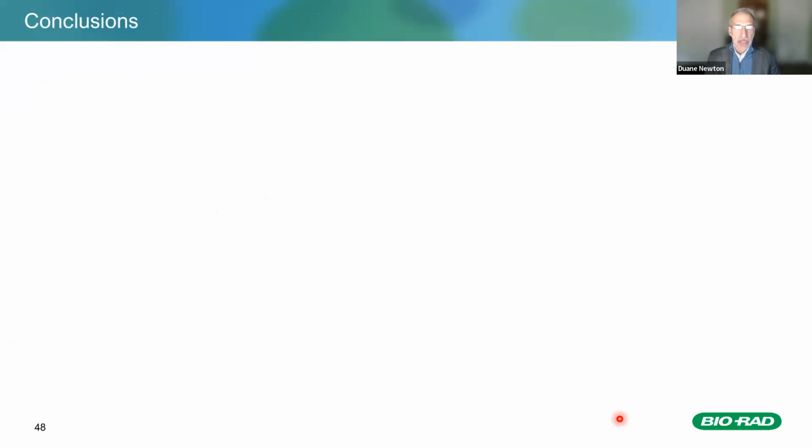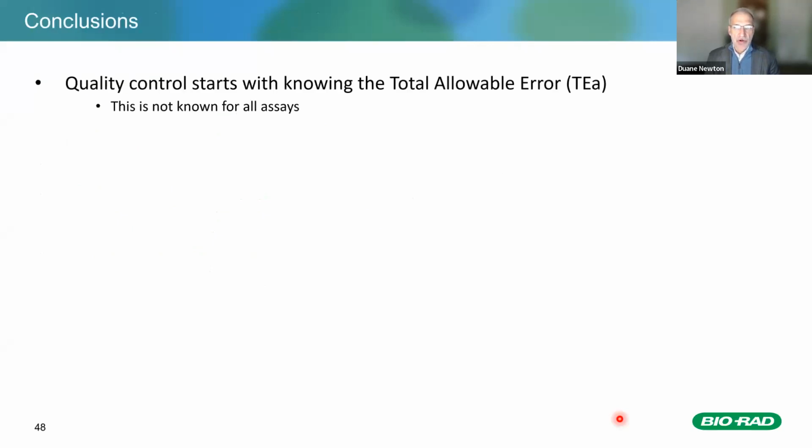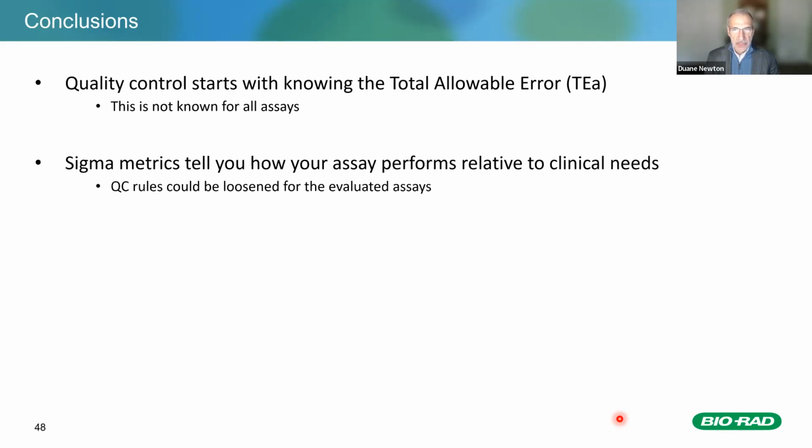So just to wrap up, a few things that are important to remember is that I feel like you really need to work with your clinicians to understand what their expectations on performance are, and knowing the total allowable error and being very clear both what you can measure and what clinicians expect is really, really important. And unfortunately, it's not known for all of our assays. I think it's also really important to look at the variation, and determining sigma values is a way to provide you with information on whether your assays are meeting these clinical expectations.